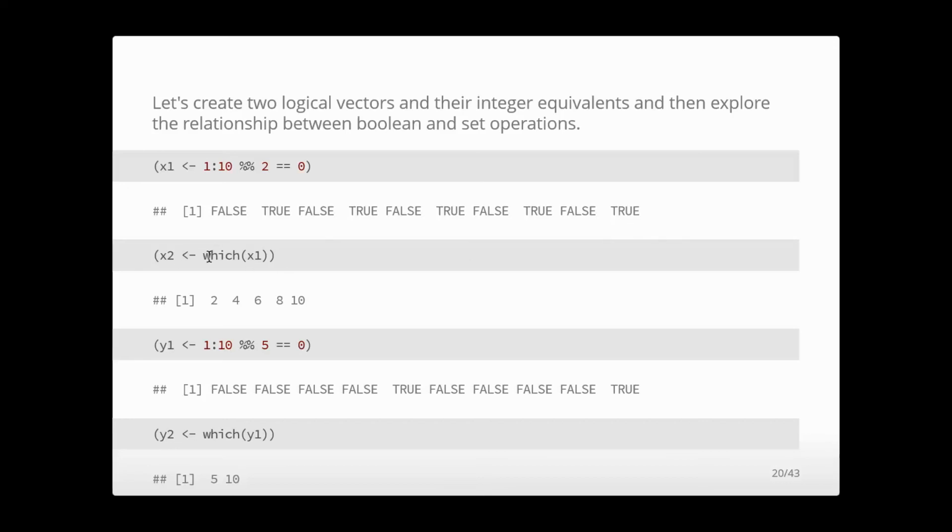If I do which x1, it's going to give me back the even integers, 2, 4, 6, 8, 10. Over here, I've got the ones that are divisible by 5: false, false, false, false, true, false, false, false, false, true. If I ask which of y1, I get 5 and 10. So x2 is the even integers, y2 are 5 and 10, and x1 and y1 are the equivalent logical vectors.